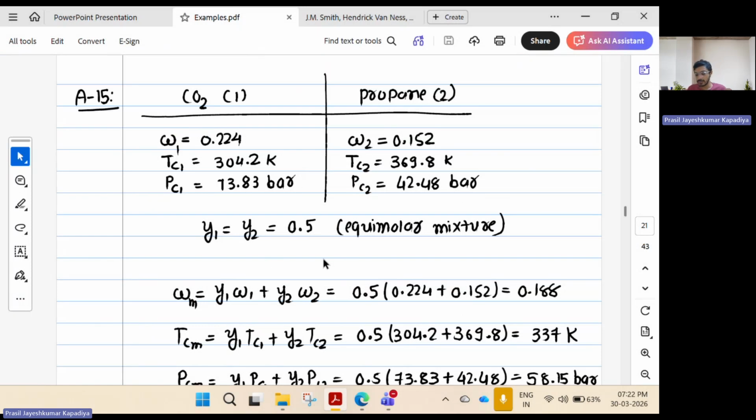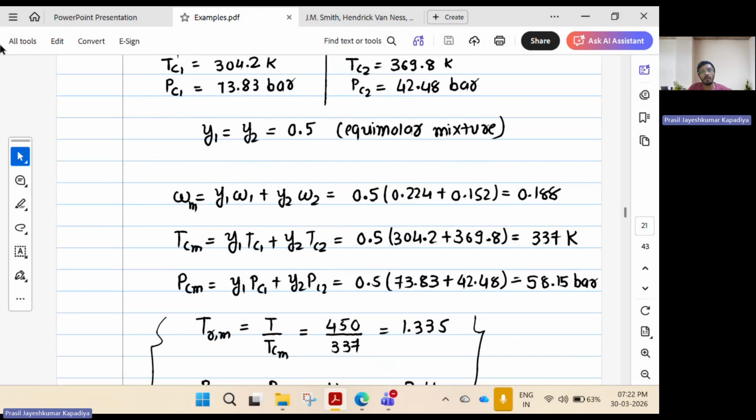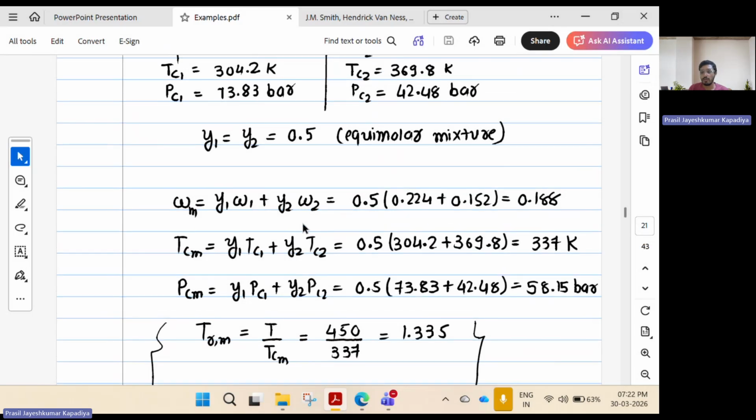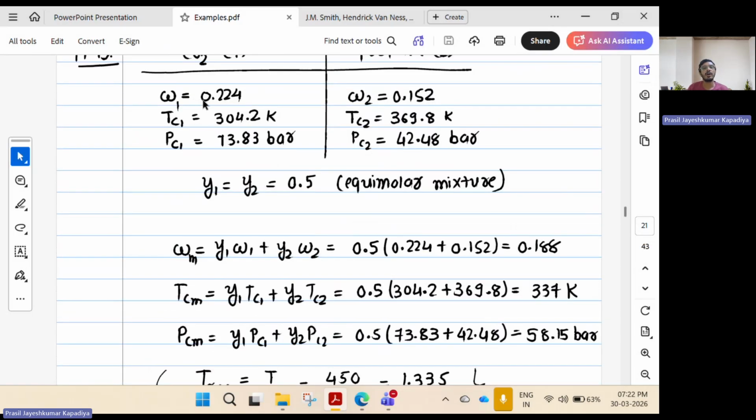Now, when we are dealing with a mixture, we need to find mixture properties. So we are just using the simple summation rule: omega of mixture is Y1 omega 1 plus Y2 omega 2. So 0.5 into 0.224 plus 0.5 into 0.152. So the mixture eccentric factor is 0.188. Similarly, mixture critical temperature is 0.5 into 304.2 plus 0.5 into 369.8. So the mixture critical temperature is 337 Kelvin. Similarly, mixture critical pressure is Y1 PC1 plus Y2 PC2, so 0.5 into 73.83 plus 0.5 into 42.48. So we get 58.15 bar.